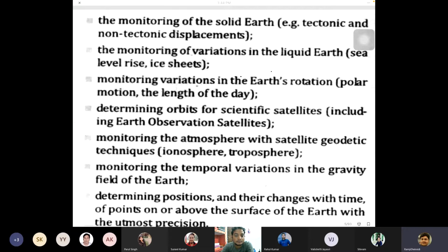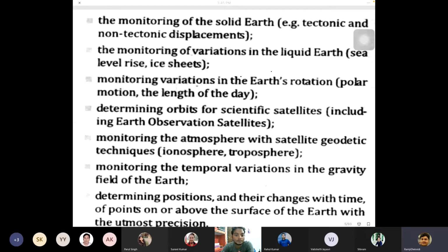Monitoring variation in the earth's rotation. Your earth is revolving and rotating, so your rotation becomes the polar motion and the length of the day. These are very critical, very scientific topics where a lot of people are working around the globe. And most probably I would say that in India, a very handful of people, in fact we can count one or two or three groups, are working on Earth rotation, polar motion and length of the day. Mostly the US, Canada, and Germans are largely into this field of understanding the Earth's rotation.